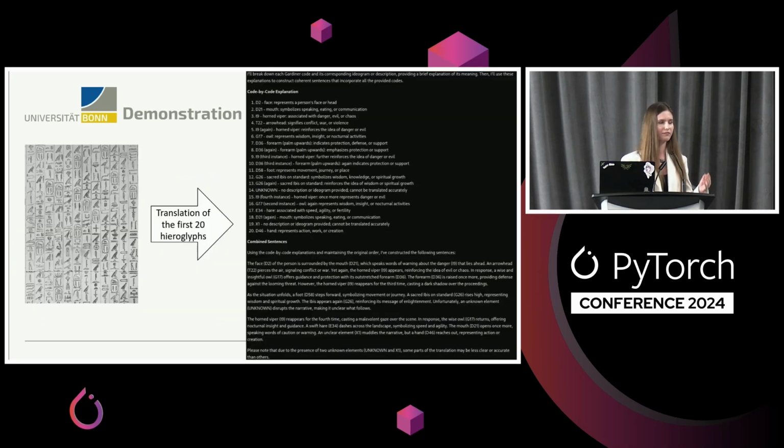Here's an example of an image of the pyramids of Unas. I passed it into my HieroGlyph2Text pipeline, and I had the first 20 hieroglyphs being translated. At first, HieroGlyph2Text returns each Gardiner code with their description, with their meaning, and then it tries to form sentences with all Gardiner codes combined.